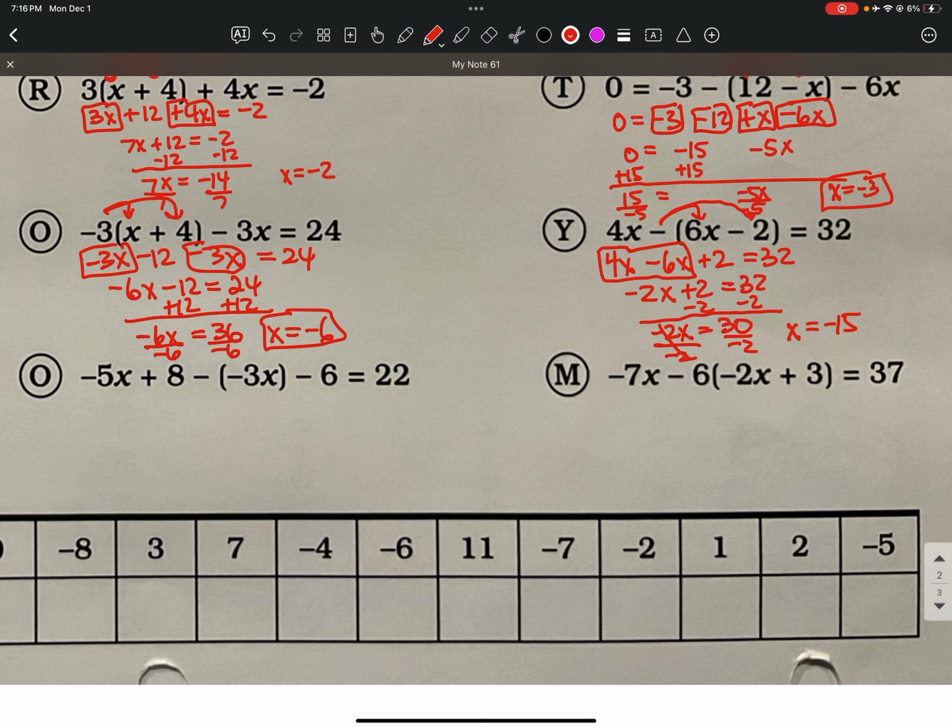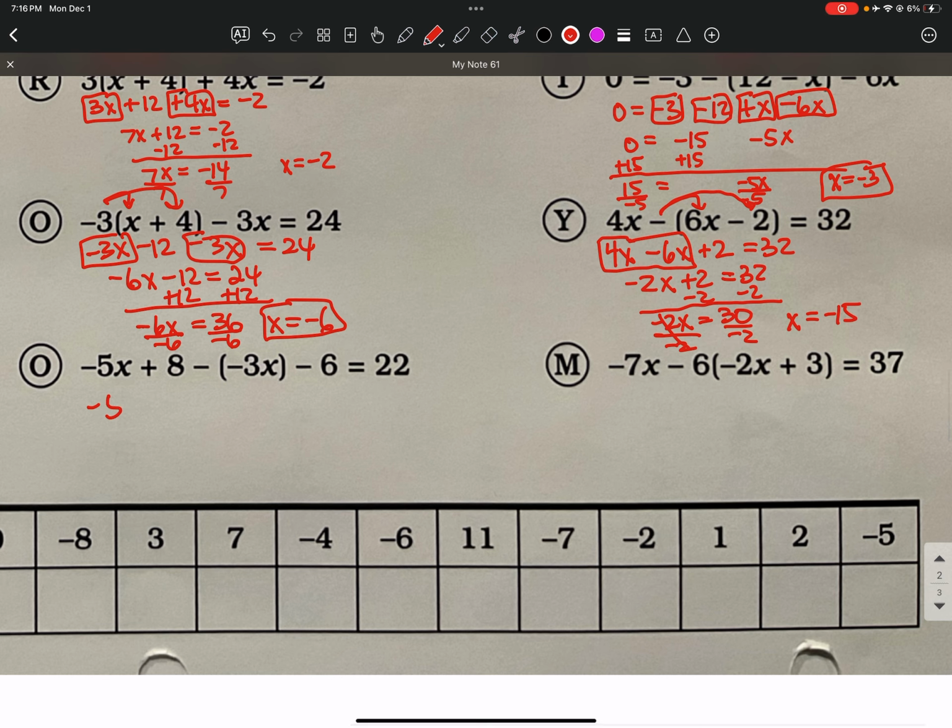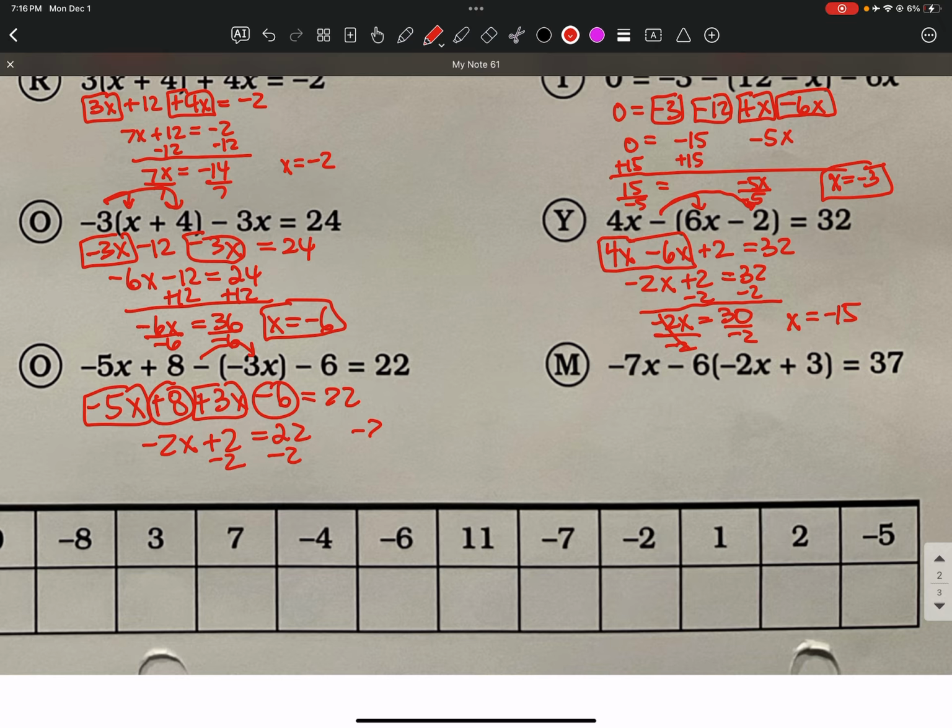Okay, let's see. Negative 5x's plus 8. Negative times negative 3x's is plus 3x's. Minus 6 equals 22. Negative 5x's plus 3x's, the negatives win by 2x's. Positive 8 versus positive 6, the positives win by 2 equals 22. Minus the 2, minus the 2. Negative 2x's equals 20. Divided by negative 2. X equals negative 10.